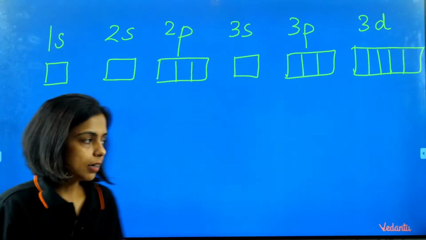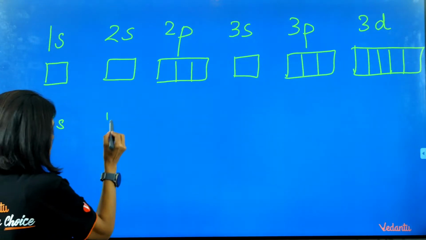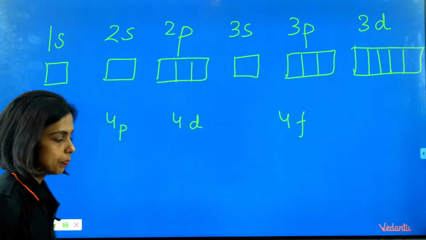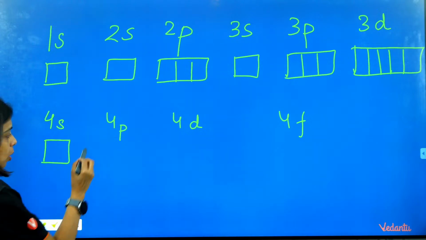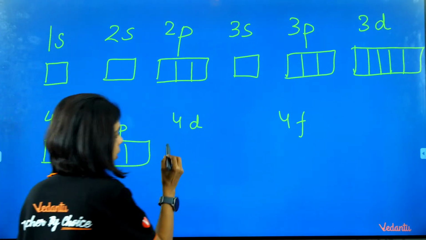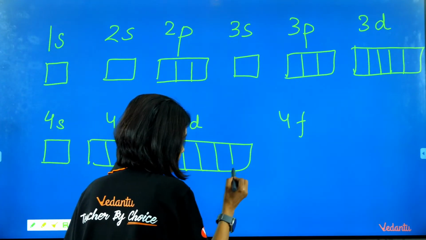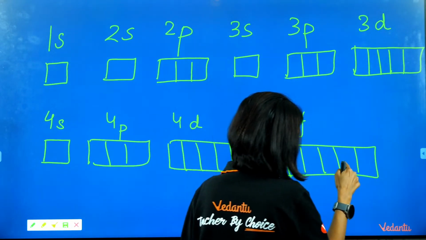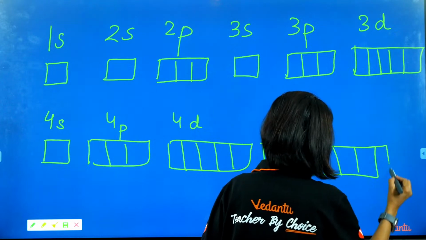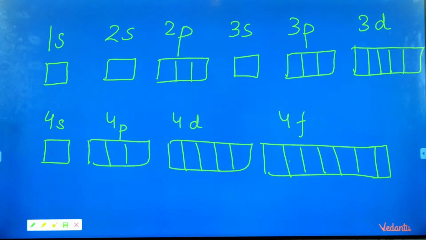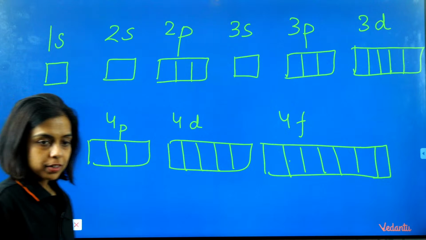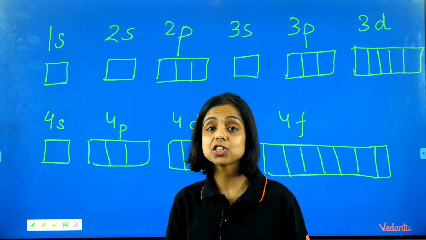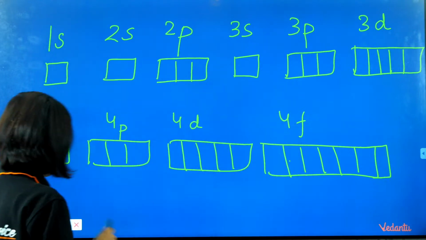Right? Similarly, your fourth shell will have 4s, 4p, 4d subshells and also the 4f subshell. The s subshell has 1 orbital, p will have 3 orbitals, d will have 5 orbitals, f will have 7 orbitals, and g will have 9. 1, 2, 3, one more. Right? Got it? Done? So a shell has subshells, subshells have orbitals, and in these orbitals your electron stays, right?